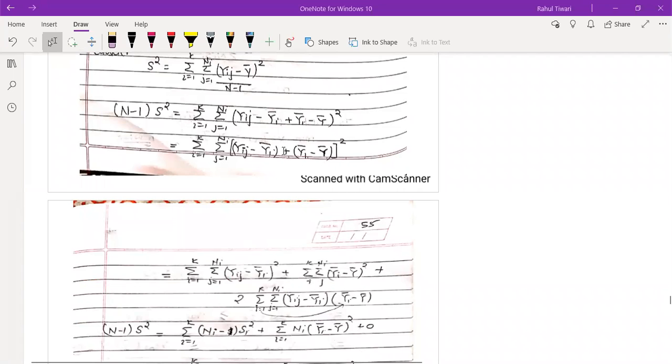तो a मेरा a हो गया, ये मेरा b हो गया, तो a square plus b square plus 2 times a into b. Can you see here? Next step, a square plus b square plus 2 times a into b.